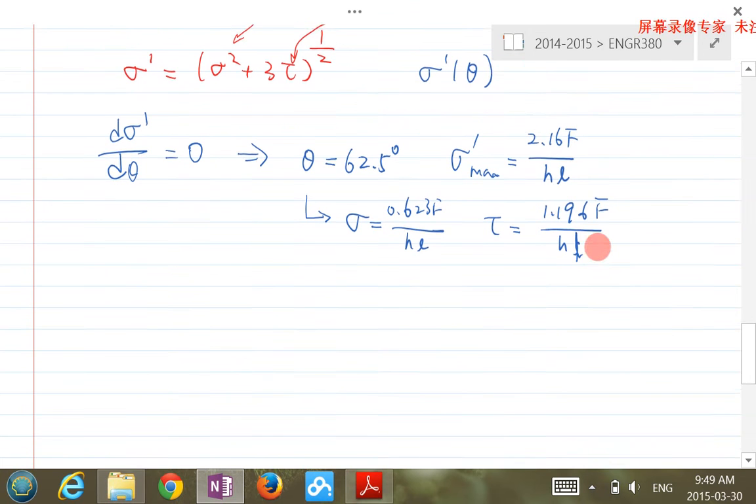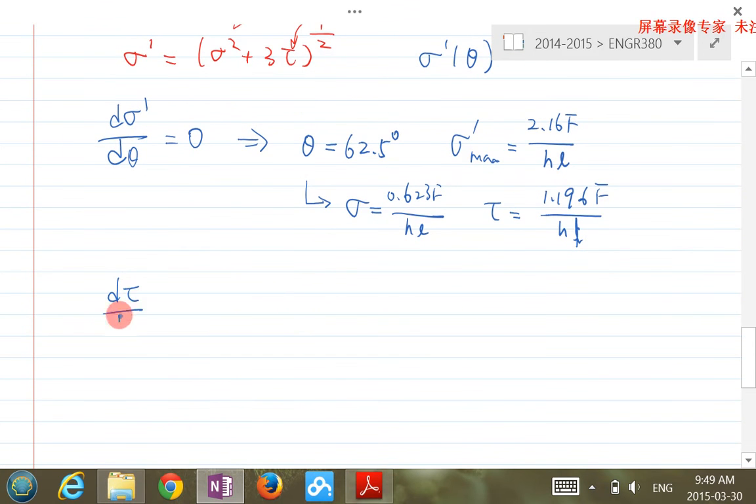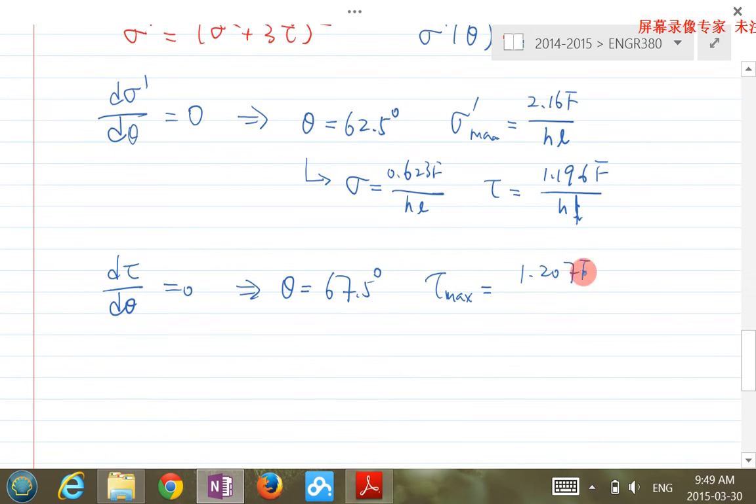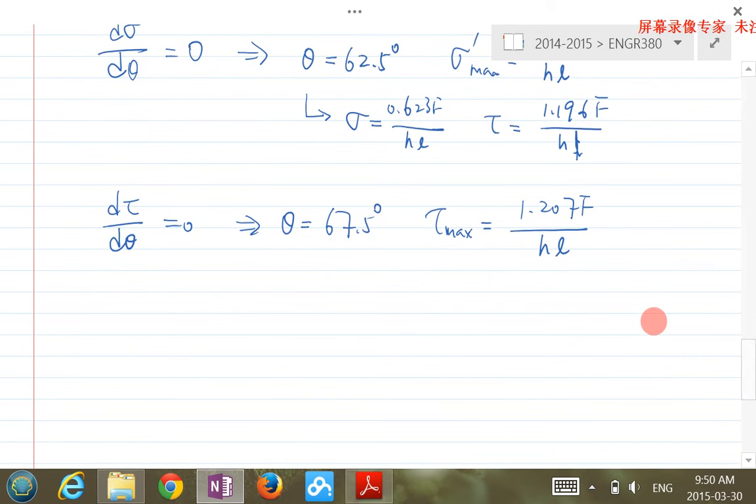Yeah. So if I do d tau over d theta and set it equal to 0, we find that at theta equal to 67.5 degrees, we have a maximum for tau max. And this tau max is 1.207 F over HL. So pretty close, these two. You see, right? The two shear stresses, calculated based on the two maximum conditions, are very close to each other.